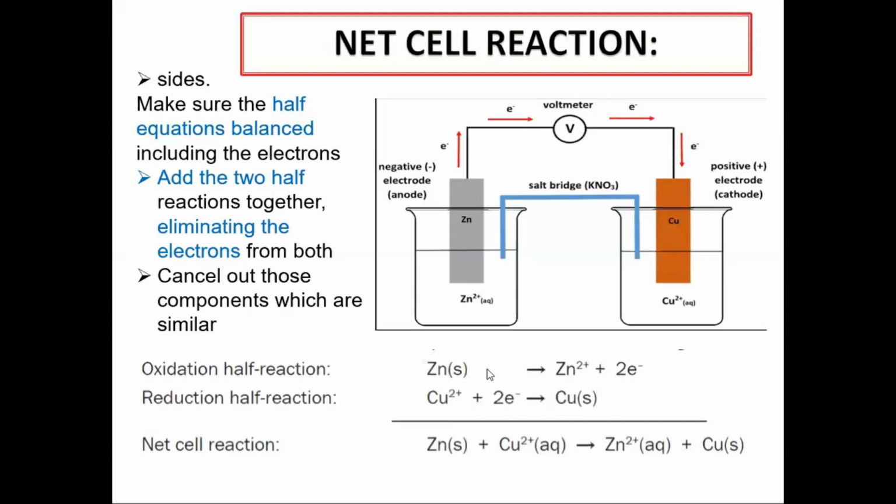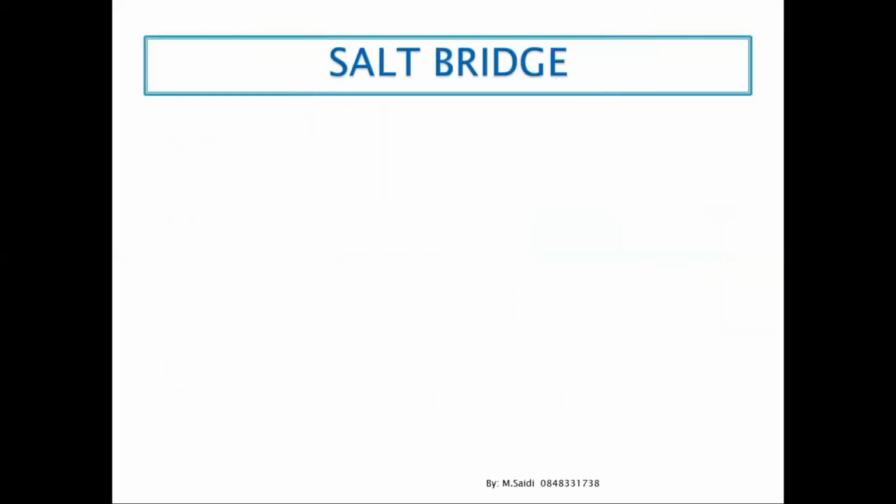These ones, they cancel out. That's how you can write the full equation. Simple. Know what is the anode and what is the cathode, find the equation there. One must be reduced, one must be oxidized. Find the equation, write the equation down, then combine them. Simple, no stress.